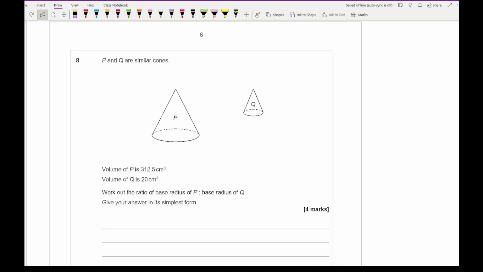So moving on to question 8, it says P and Q are similar cones. The volume of P is 312.5 and the volume of Q is 20. Work out the ratio of the base radius of P to the base radius of Q. Give your answer in its simplest form. Now although it's talking about the base, it's talking about the radius, so that wants me to work out the length, and here I've been given the volume.